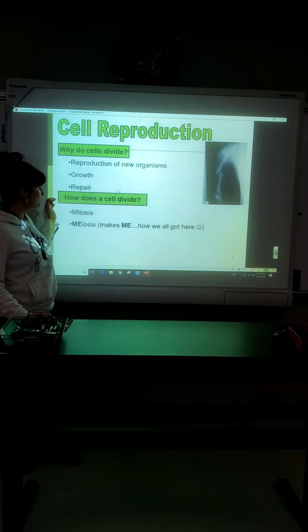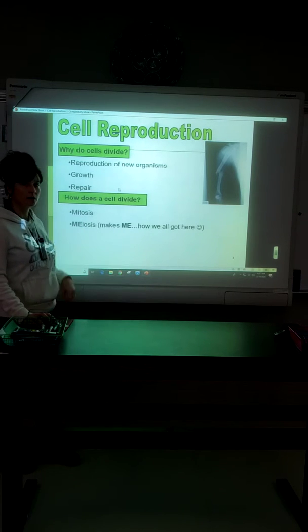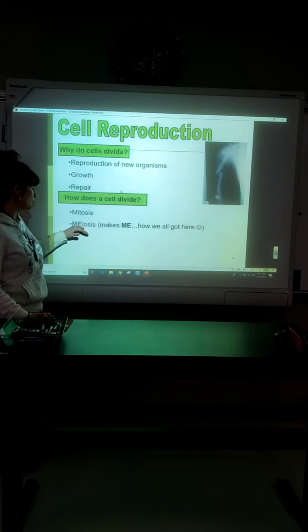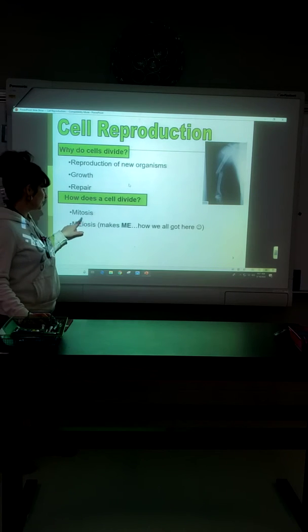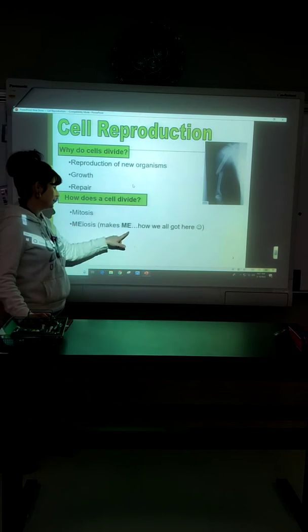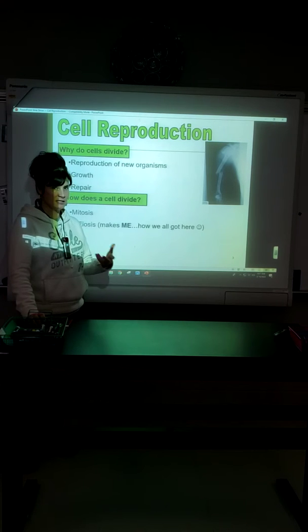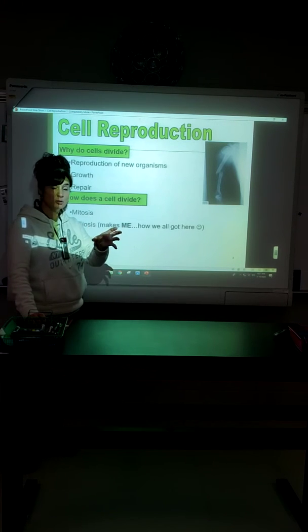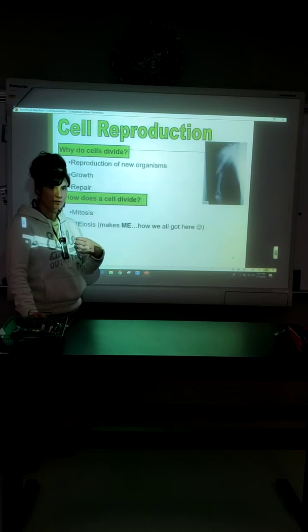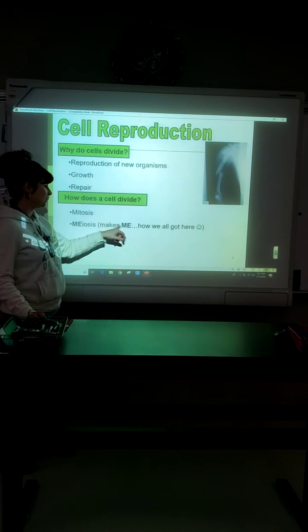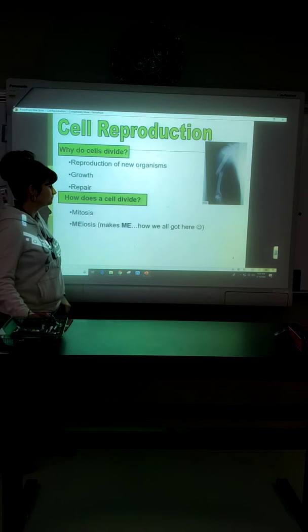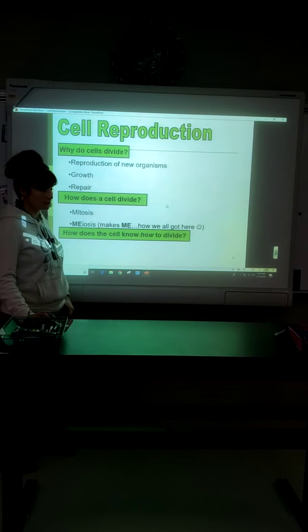And so a cell does this through two processes. One is called mitosis and one is called meiosis. Notice how I have the ME capitalized in both. It makes me, right? If you say it from your point of view, it's what made you as well, and that's how we all got here. All right, and obviously we'll get into those in a lot of detail.